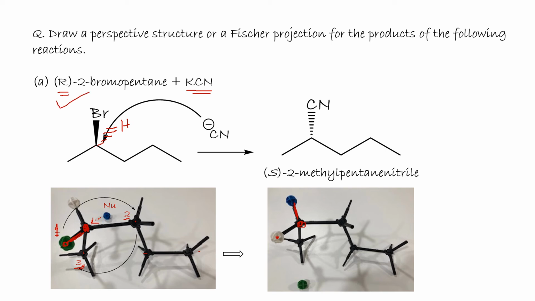Now, when the hydrogen is in front and cyanide in the back, and of course the Br will be kicked out, the configuration here is S. The cyanide will be in the back and the hydrogen will be in front. Okay, so the configuration around this carbon is S. This is S-2-methylpentanenitrile.